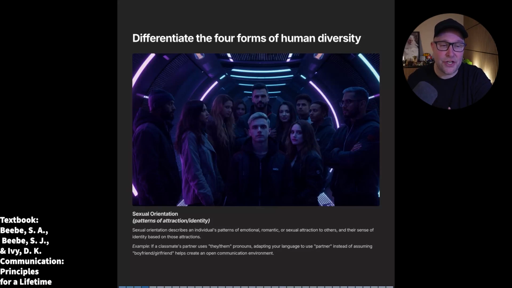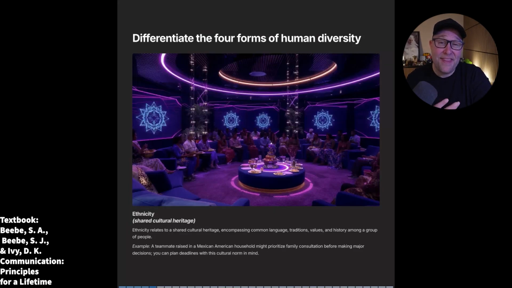Sexual orientation is patterns of attraction and identity. It describes an individual's patterns of emotional, romantic, or sexual attraction to others, and their sense of identity based on those actions. Adapting your language to use partner instead of assuming boyfriend or girlfriend can help create an open communication environment. Third, ethnicity relates to our shared cultural heritage.